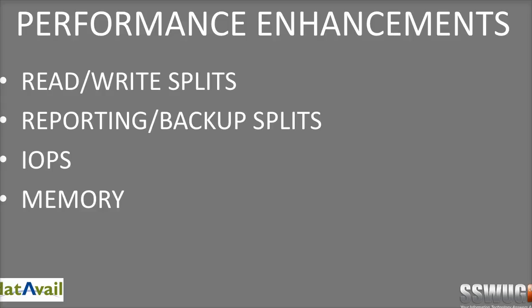Because we have IOPS problems with people asking, where's the bottleneck here? And what kind of problems am I having caused by slow IOPS or fast IOPS? And also memory. How much memory do I need? How much am I using?